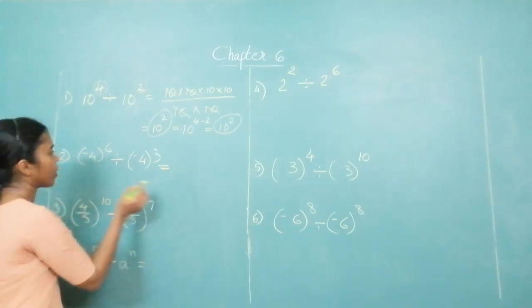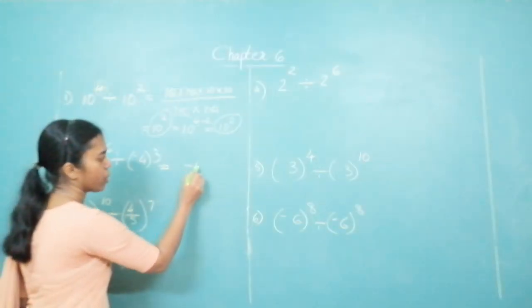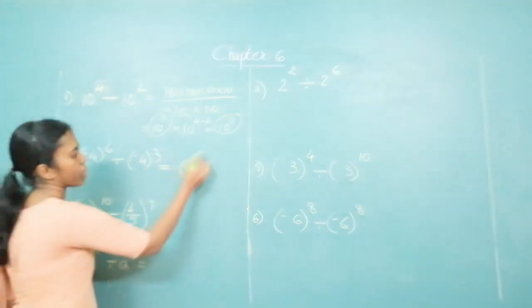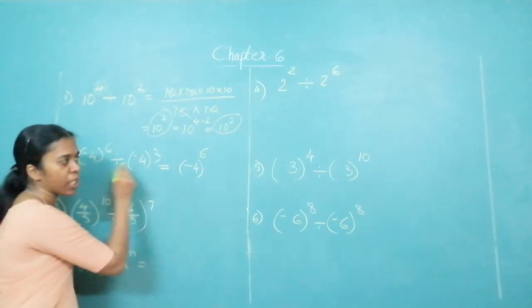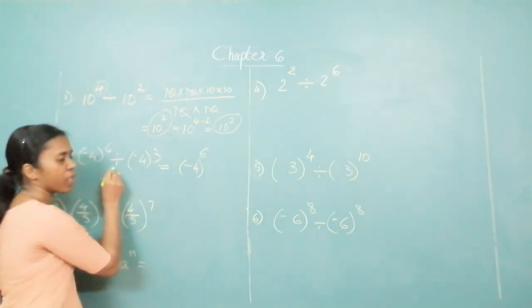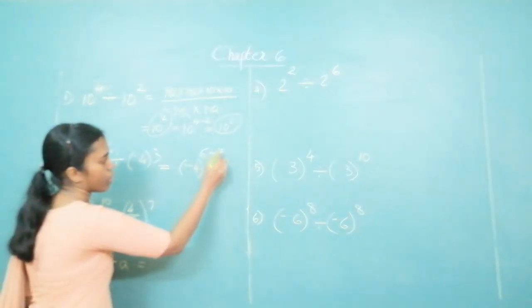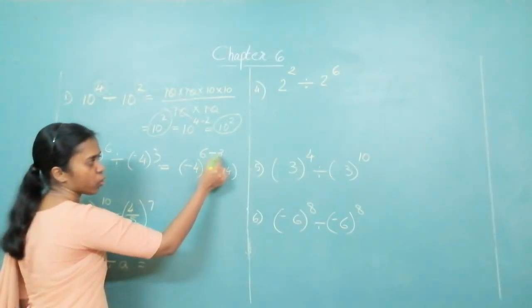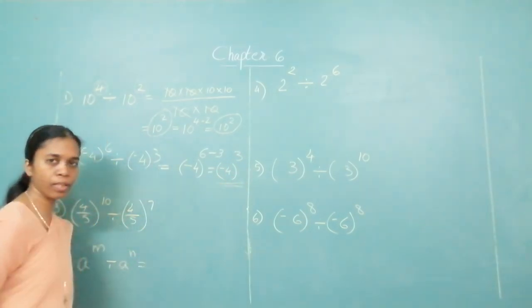Similarly, you can do it over here. Look at the base, minus 4. Base is same. Write the base. What is the index over here? 6. It is division. If it was multiplication, you put a plus sign. If it is division, you put a minus sign. What is the index over here? 3. So what will be your answer? (-4)^(6 minus 3), that is (-4)^3. This will be the answer.